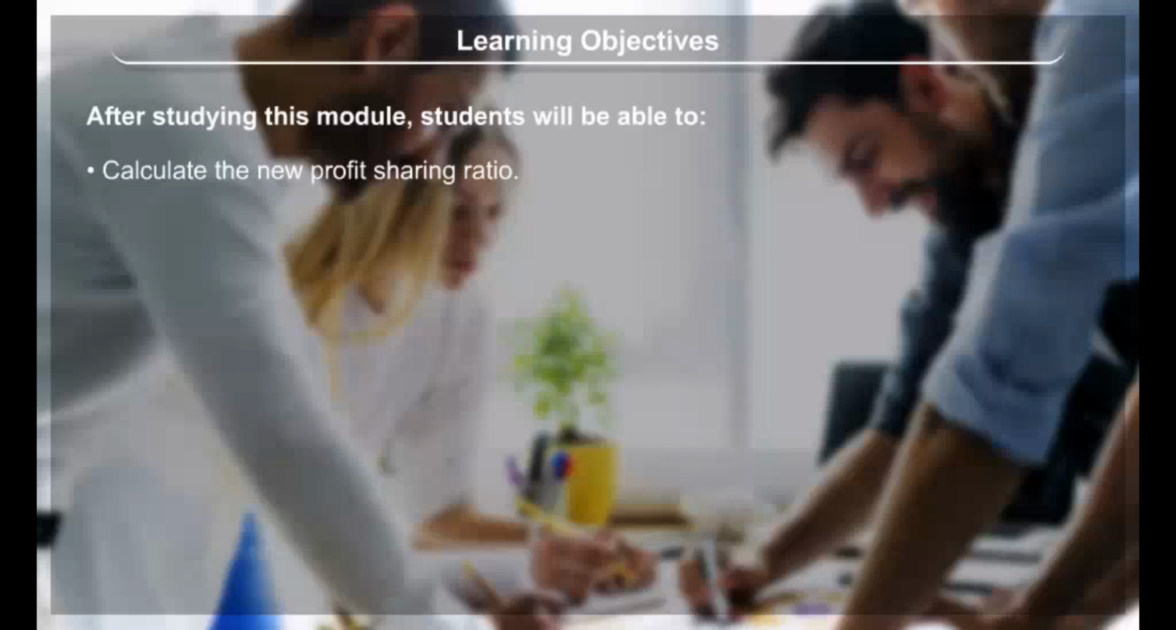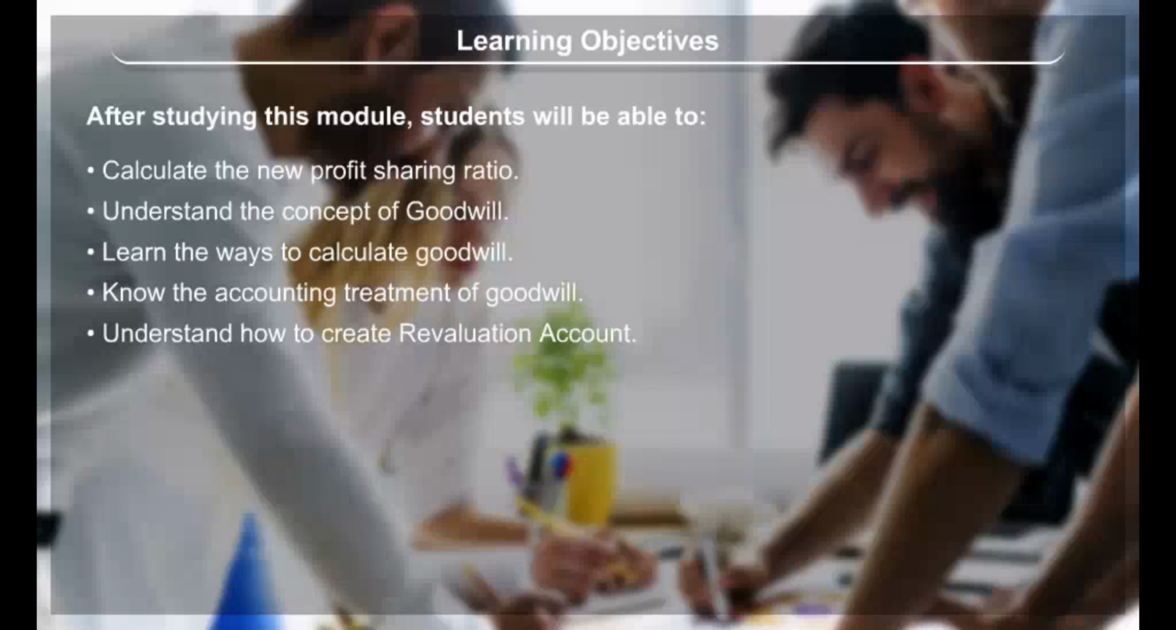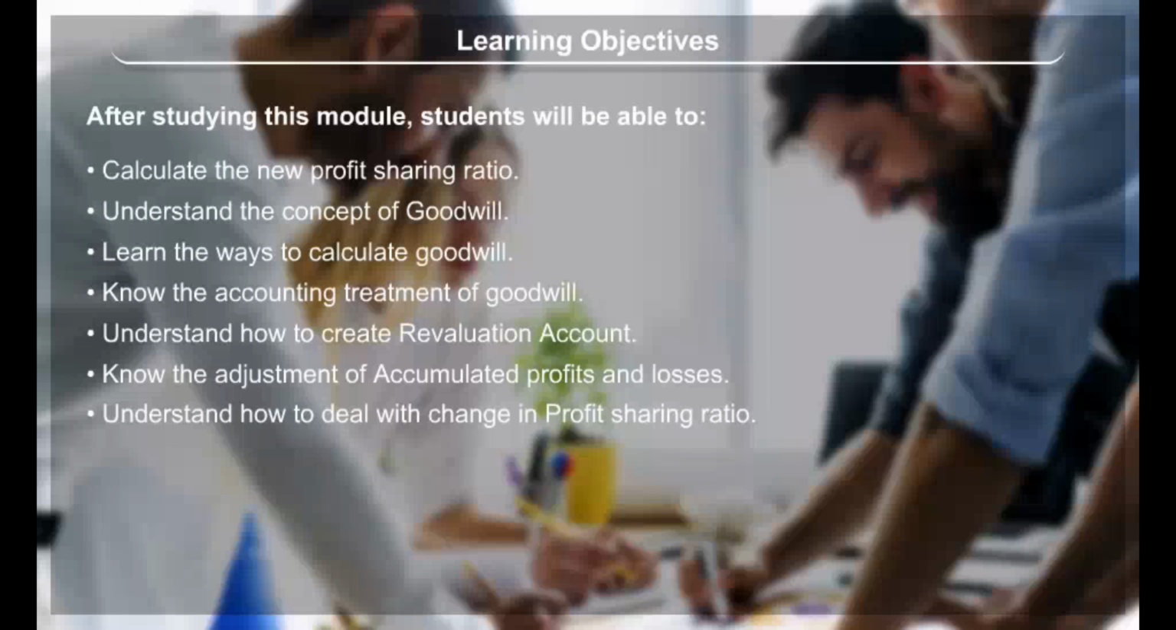Learning objectives. After studying this module, students will be able to calculate the new profit sharing ratio, understand the concept of goodwill, learn the ways to calculate goodwill, know the accounting treatment of goodwill, understand how to create revaluation account, know the adjustment of accumulated profits and losses, understand how to deal with change in profit sharing ratio.